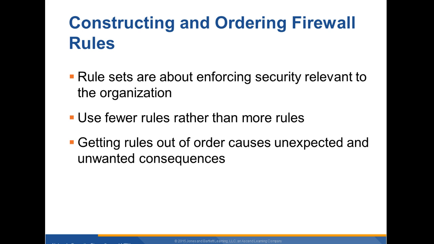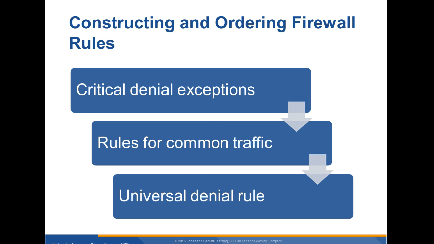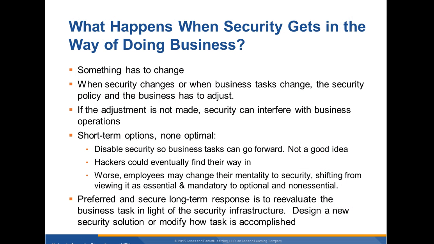When you construct and order firewall rules, rule sets are about enforcing security relevant to the organization. You need to use fewer rules rather than more rules, and getting rules out of order causes unexpected and unwanted consequences. Here you have critical denial exceptions. These should be first or early in the rule set. Rules for common traffic should be earlier in the set rather than later, and the universal denial rule should be the last rule in the rule set.